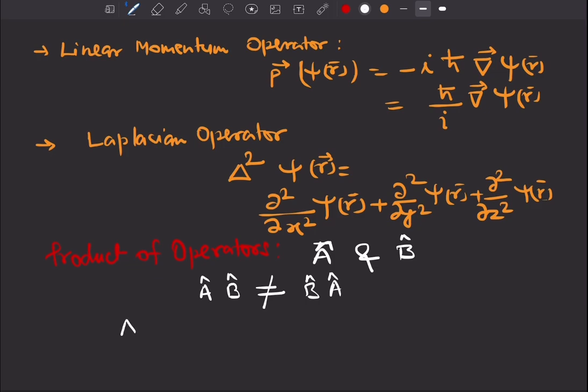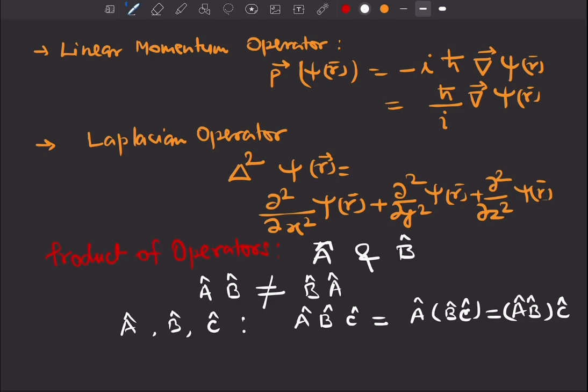Like if we have three operators A, B, and C, then operator A into (operator B into operator C) is equal to (operator A into operator B) into C. In a generalized sense, we can also write A to the power n into A to the power m is equal to A to the power n plus m.